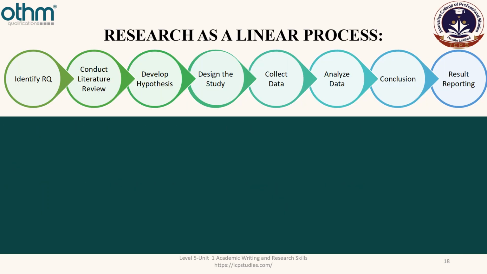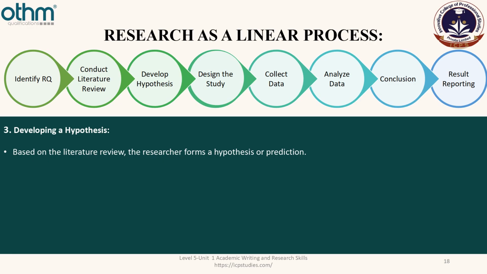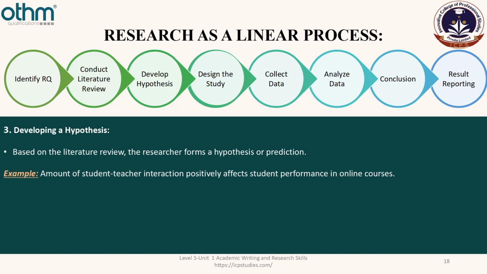Now we have the third step of the research, that is developing the hypothesis. Based on the literature review that we have already conducted in the second step, it is important for the researcher to form a hypothesis or prediction. For example, if we continue the same example, our hypothesis could be that the amount of student-teacher interaction positively affects student performance in the online course.